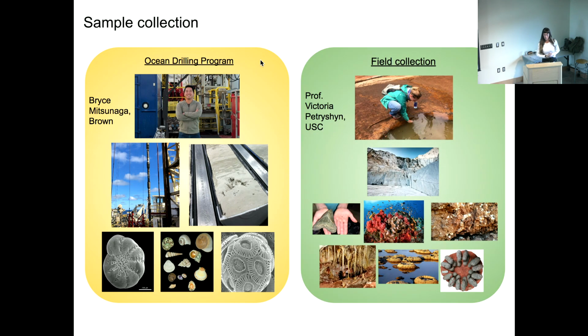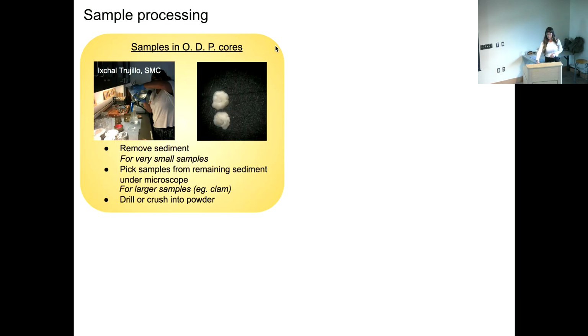You can also find field-collected samples. This is another friend and colleague of mine, Professor Victoria Patrician from USC. And she's out looking for carbonate mineral samples in the field. You can find things maybe like fossils or corals or dinosaur shells, different soils, or maybe you would like to look in a cave for some speleothems.